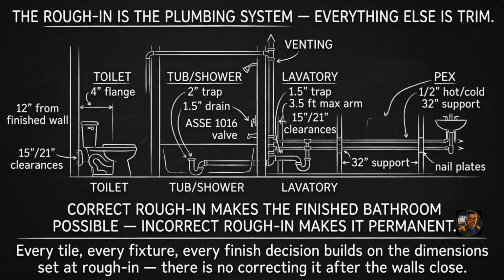The rough-in is the plumbing system. Every dimension set here determines what is possible when tile goes down and fixtures go in. A correct rough-in makes the finished bathroom possible. An incorrect one makes it permanent.